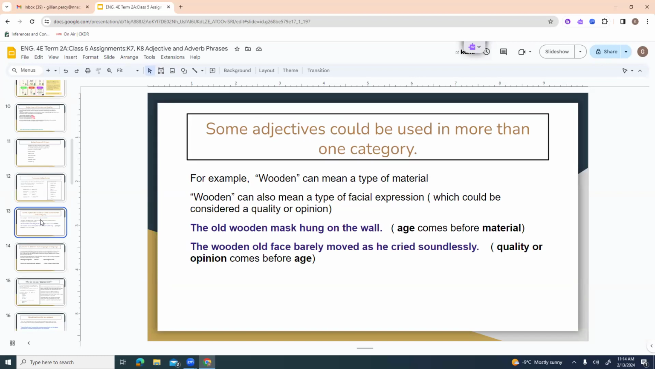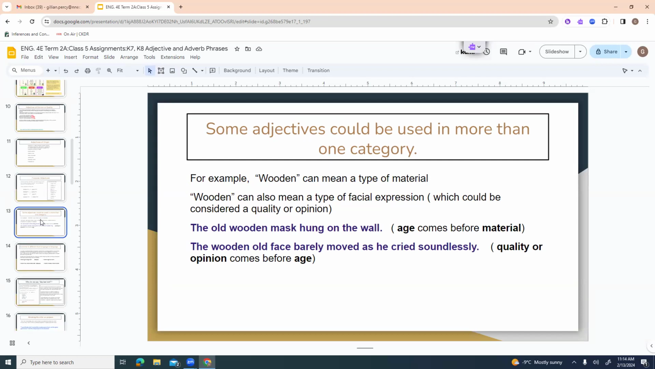Some adjectives could be used in more than one category. So for example, wooden can mean a type of material. Wooden can also mean a type of facial expression. Like if I say he's got a wooden expression, it's like his face is like wood. It's not moving at all. And that's considered more of a quality or an opinion.